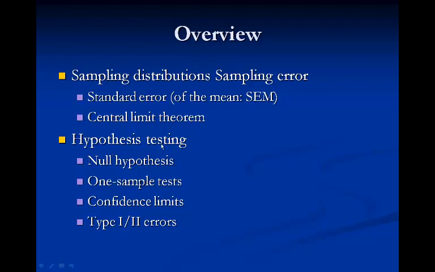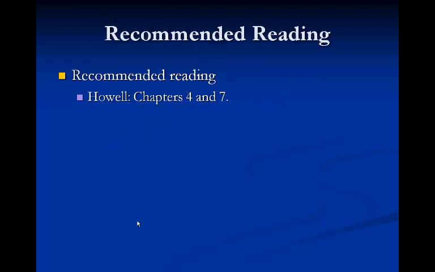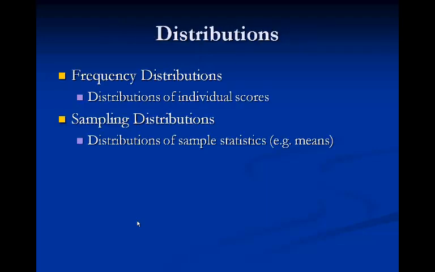And then we'll move on to hypothesis testing, the standard statistical tests that you've come across in earlier parts of your graduate and undergraduate education, and some basic key concepts: the null hypothesis, one sample tests. We'll introduce some examples. These are the simplest tests we can deal with, really. Talk about confidence limits and different kinds of errors that statisticians talk about, type 1 and type 2 errors. So the reading that's recommended, that's particularly good for this content, is from Howell, chapters 4 and chapter 7.